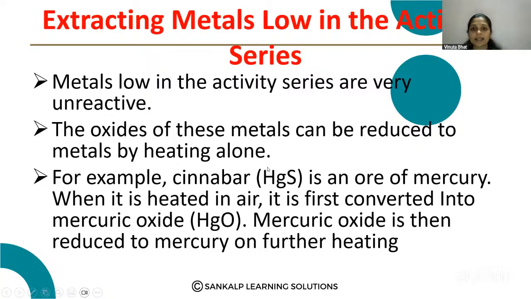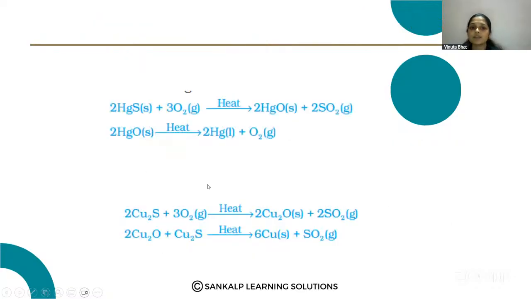Commonly these low activity metals are in the sulfide form. For example, mercury is found as cinnabar, which is in the sulfide form. When the sulfide is heated with oxygen, we obtain the oxide form of that metal. So here we get mercuric oxide. When it is further heated, we get the pure metal. That is the procedure we followed to obtain the metals with low activity.